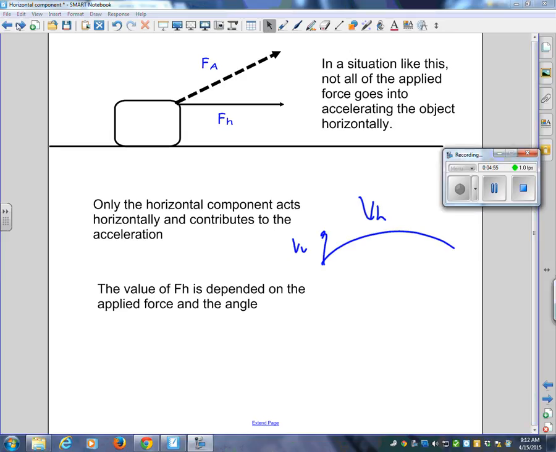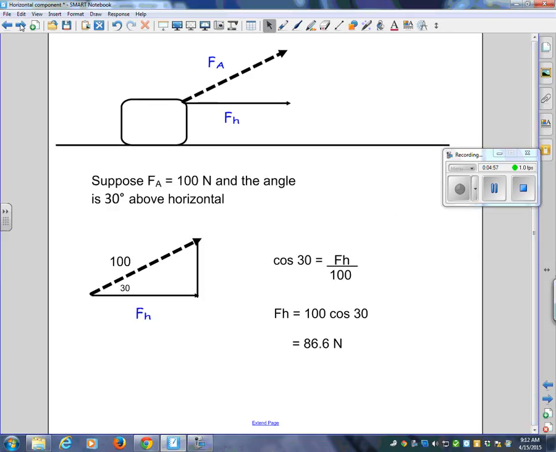Okay, so suppose the applied force here is 100 newtons and the angle is 30 degrees above the horizontal. How do you find the FH? Well, you think back to grade 10 trigonometry. Remember that? Good times.